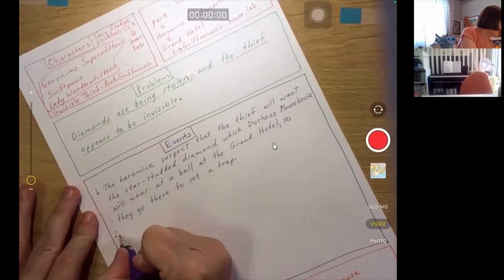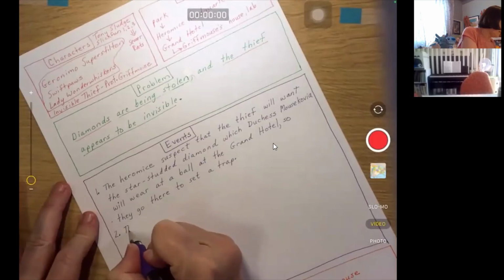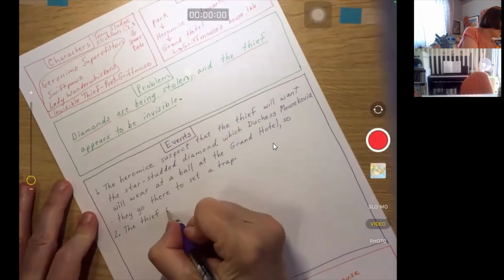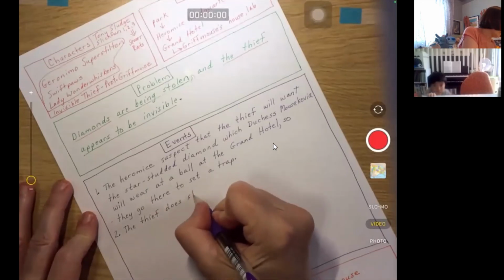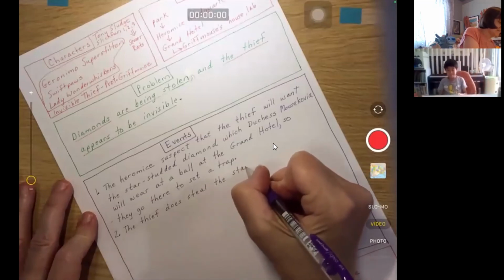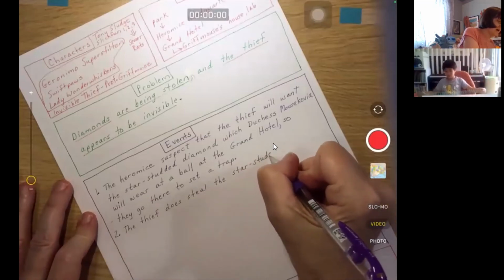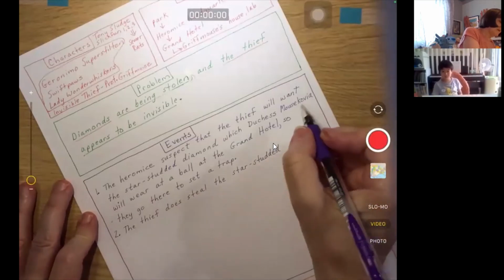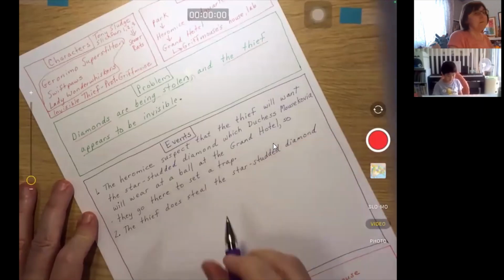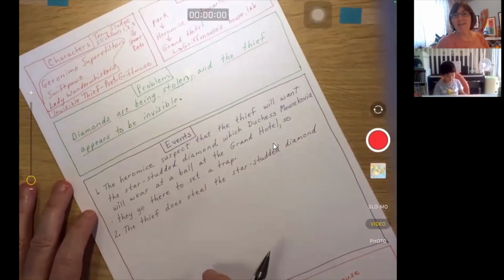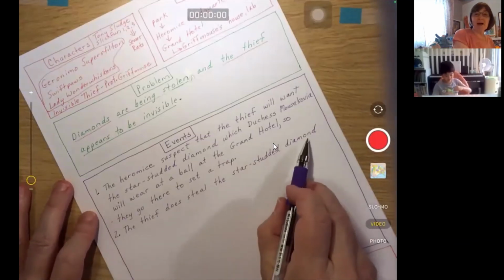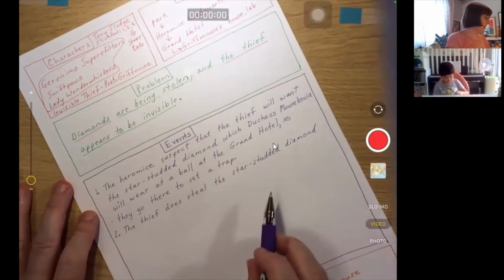Do they catch him at the hotel? No. Does the thief get the diamond? Yes. Yes, the thief does steal a star-studded diamond. Gemstone. They call it a gemstone. I'm going to call it a diamond. Because it's more specific. And I think that he's looking specifically for diamonds. A diamond is a type of gemstone. There are other types of gemstones also.